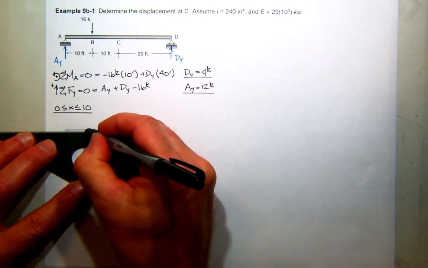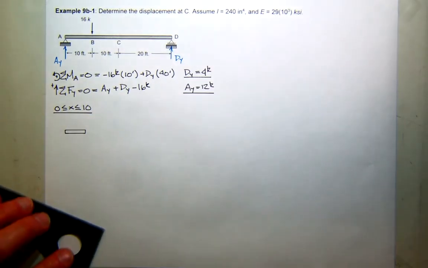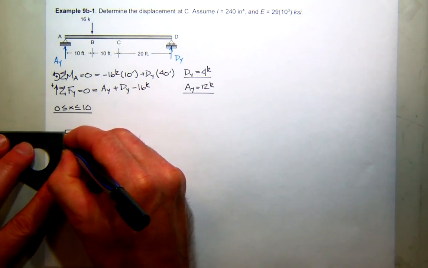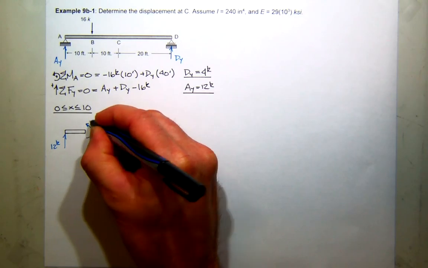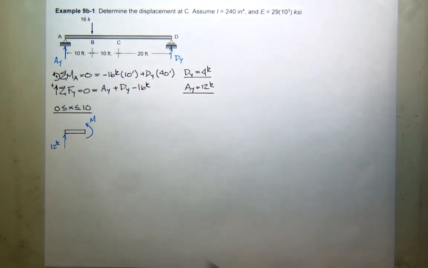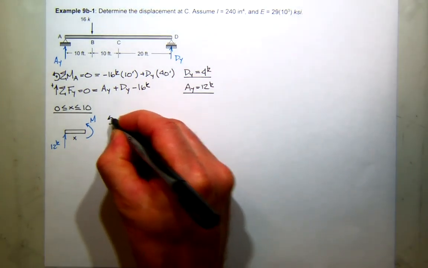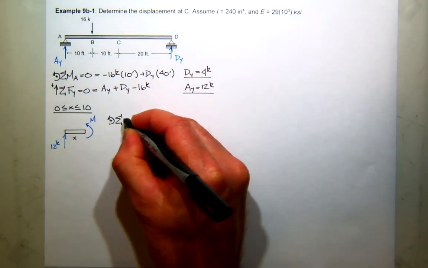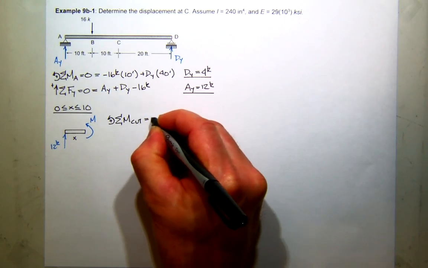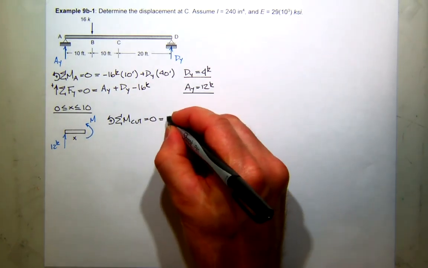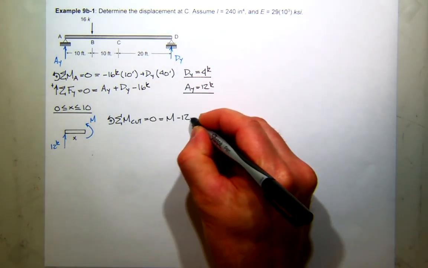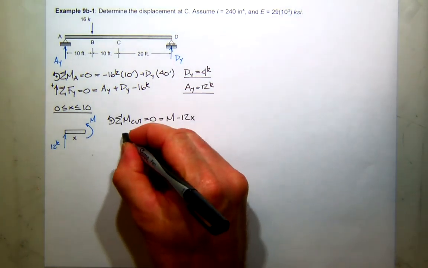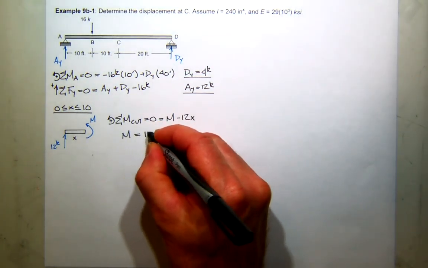And I'll draw a quick free body diagram of that segment. So my reaction, Ay, is 12 kips. I have an internal bending moment to deal with, and what else? I think that's it, right? So if I sum moments about that cut surface, method of sections, I have the internal moment M, and then the reaction creates negative moment of 12 kips times x. So it looks like my moment for this section is 12x.